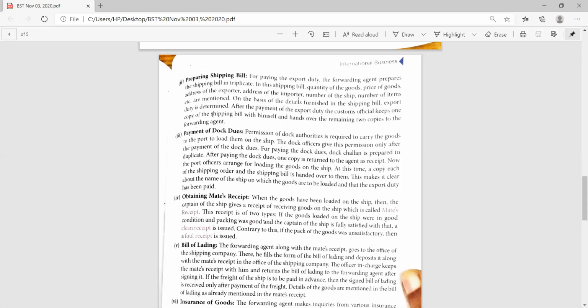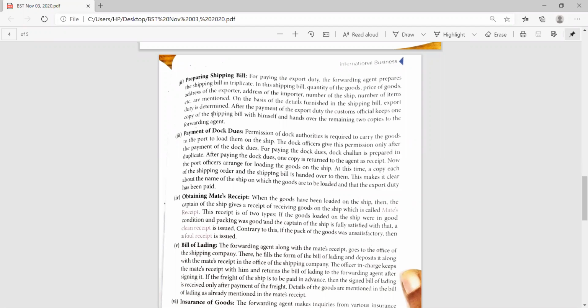This is of two types. If the goods on the ship are in good condition, in good position, and the captain of the ship is satisfied, then he gives a clean receipt. But if he is unsatisfied with the packing of the goods, then he provides a foul receipt. So please underline clean receipt and foul receipt. A clean receipt is issued when the captain of the ship is satisfied with the packing of the goods.